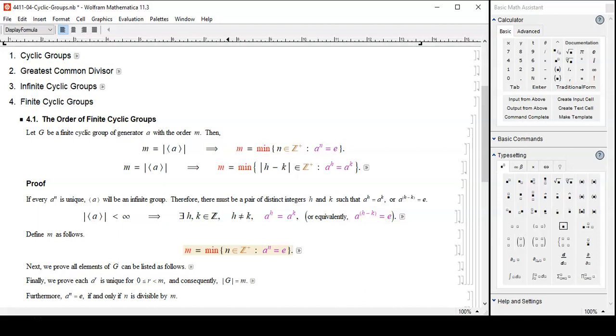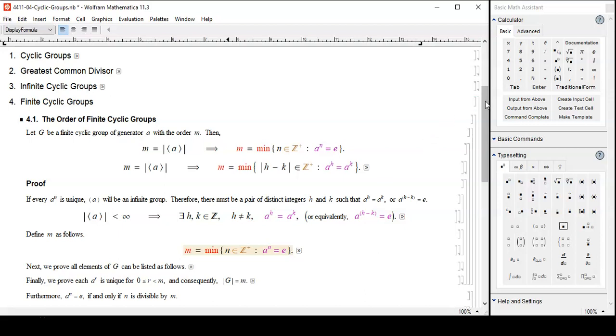If the original cyclic group G is infinite, then there's no such h minus k. So this whole thing is actually an empty set. So this entire expression is actually meaningless. But for finite cyclic groups, yes, it does make sense, because we do have h minus k like this, which is strictly positive. So that's my n. And consequently, this set is non-empty. So the minimum is well defined. So M is well defined.